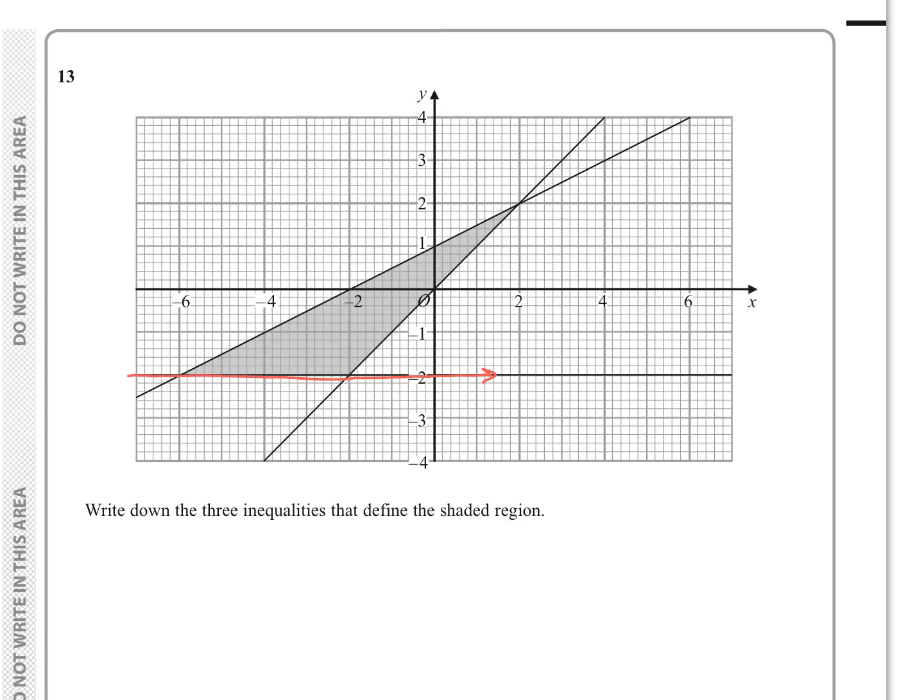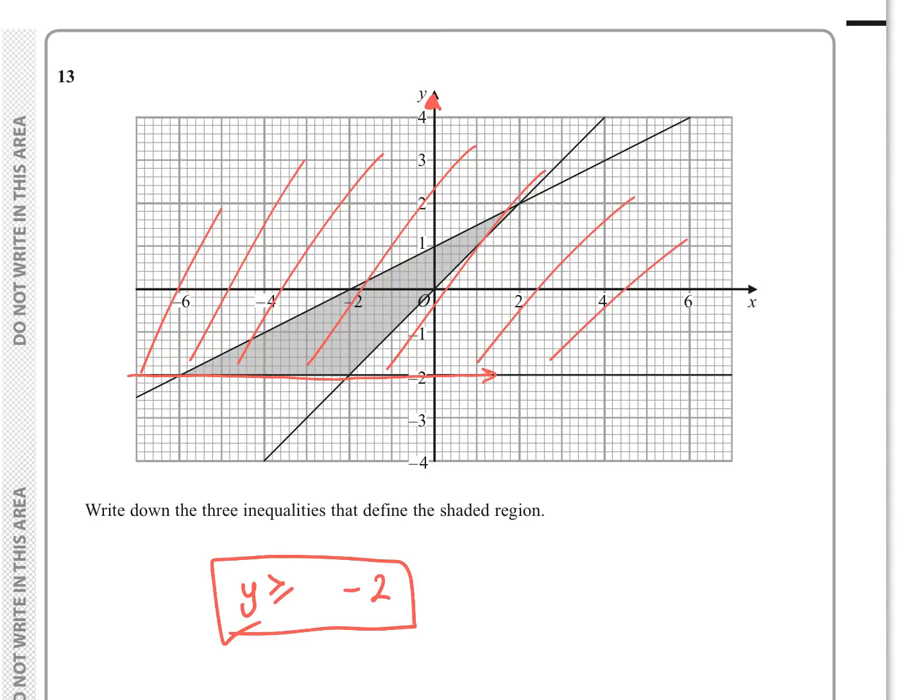Well, it looks to be critical at -2, and we're definitely looking at the y-axis here, so I would say if y is greater than or equal to -2, then that would describe everything above here. So that seems to satisfy one of the regions. Now, the next one we can look at is this line here.